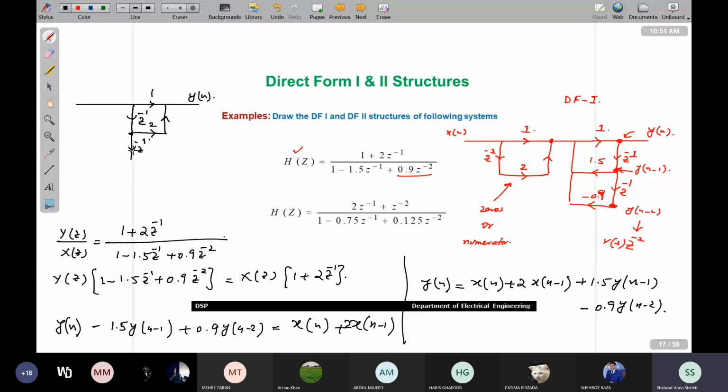and when we look at our zero poles or the denominator, so that's the situation. So it is 1, 1.5 and minus 0.9, and that's my direct form 2 structure. The question please.